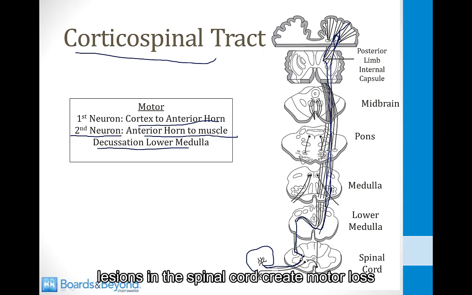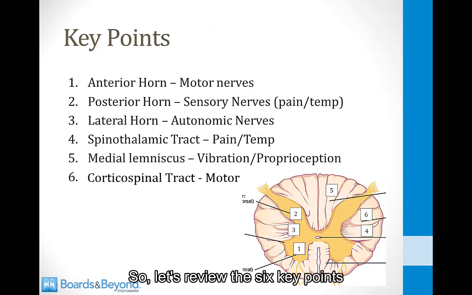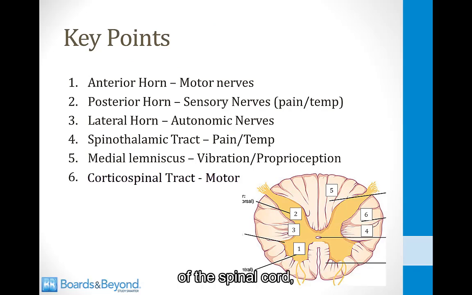On the other hand, lesions in the spinal cord create motor loss on the same side of the body. So let's review the 6 key points you should remember about the gray and white matter of the spinal cord. And we'll start with the gray matter first. Remember that the anterior horn is what contains motor nerve.